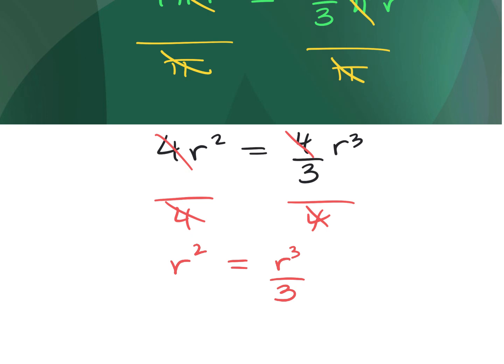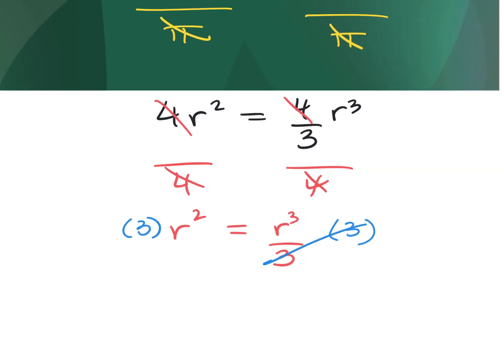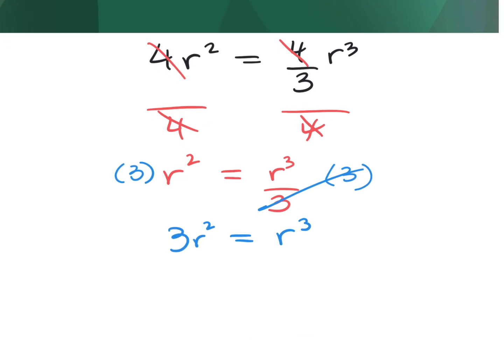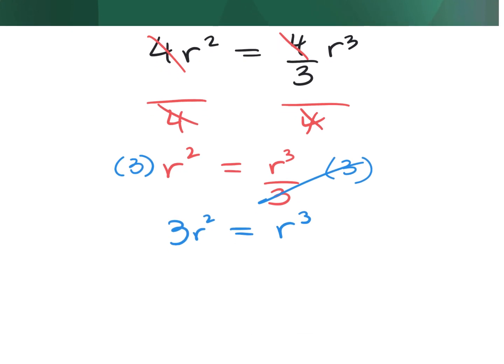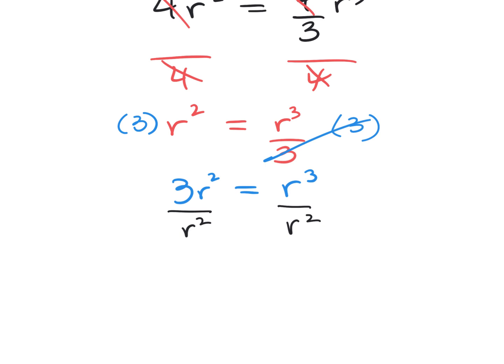I'm going to multiply both sides by 3 to get rid of the fraction. You could have done this earlier in the problem. Doesn't really matter. So now I have 3r squared equals r cubed. My goal is to solve for r. So I'm going to divide both sides by r squared. Remember, when you divide variables with exponents, you subtract them. So r to the third divided by r squared is really 3 minus 2. And you just get r to the first equals 3.